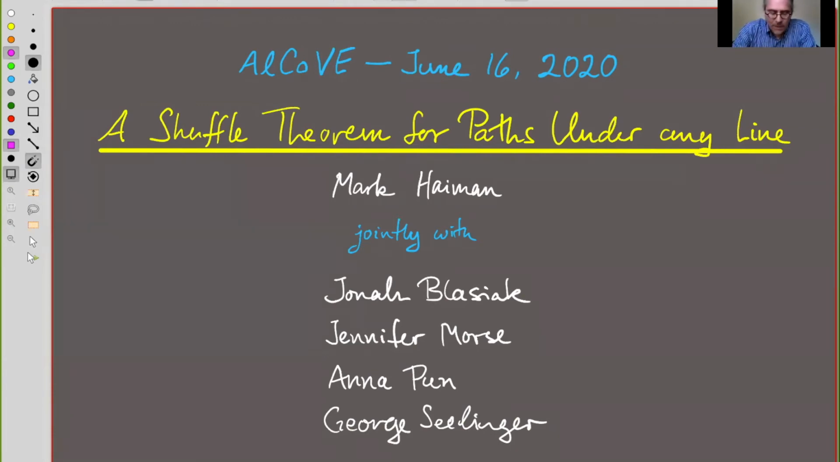What I'd like to tell you about is a generalization of the Shuffle Theorem, in which the combinatorial side involves lattice paths under any line. And I will probably spend most of the talk just reminding you what the original Shuffle Theorem says, and what our generalization is, and then give you some hints about the proof, because we have a new technique which makes things simpler than other proofs. This is joint work with Jonah Blasiak, Jennifer Morse, Anna Pun, and George Seelinger.